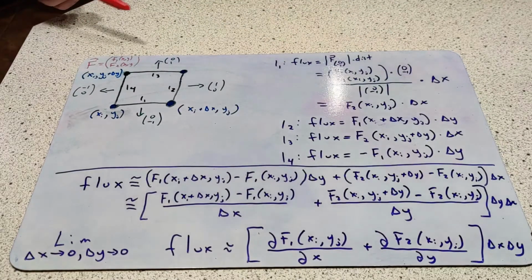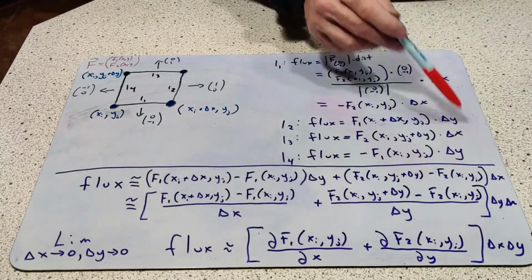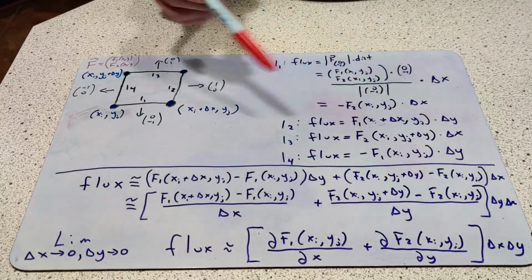Just as we did with Green's theorem, we can now group the two delta x terms and the two delta y terms.